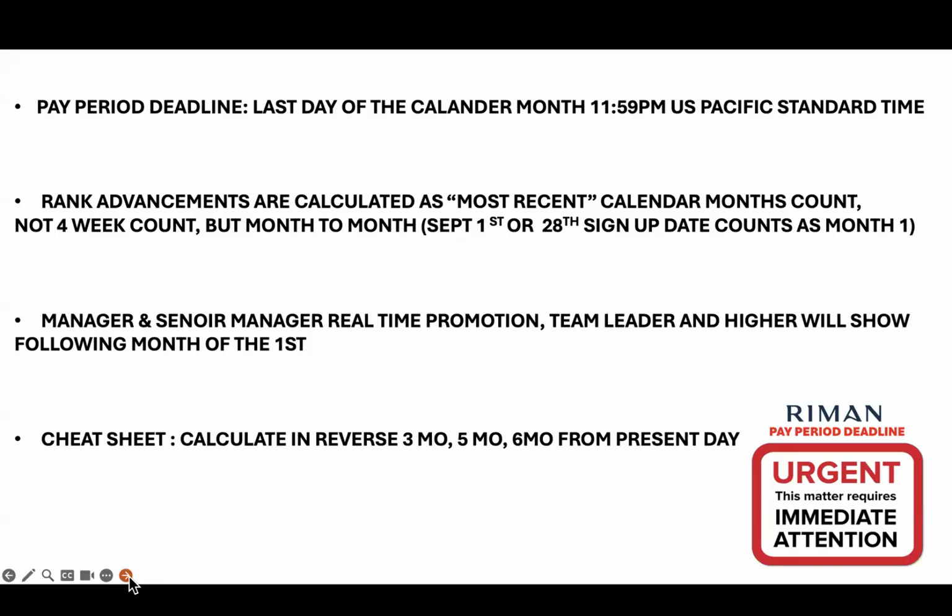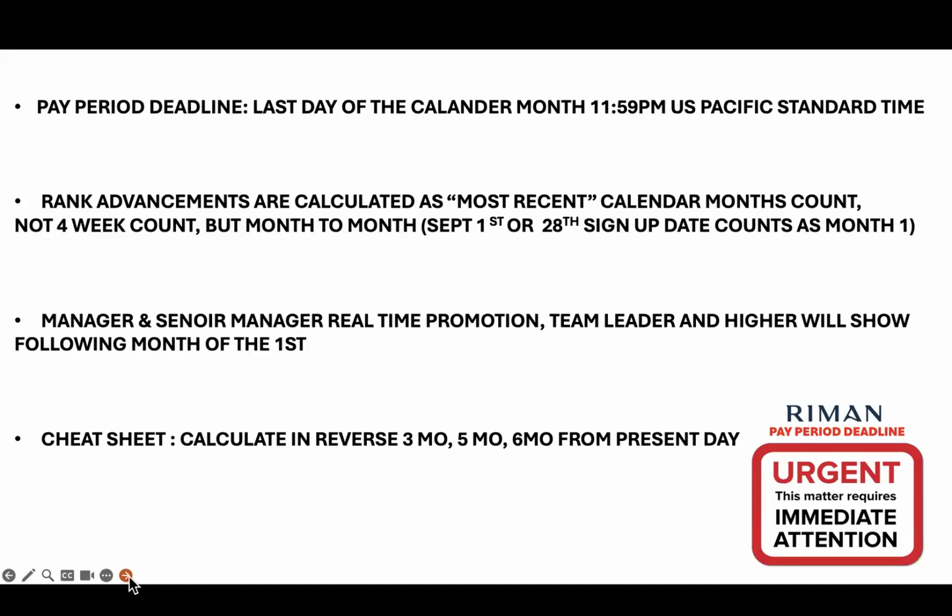Okay. Rank advancements, in order for you to hit the next position, unlock more bonuses. Rank advancements are calculated as most recent calendar months count. So what that means is, when we're accumulating the SP to calculate our next rank, we're not doing it as a 4-week count, but month to month. You get it? So if I signed up September 15th, my first month will be that month of September. It's not 4 weeks from when I started. Whether it's September 1st or September 28th or the 30th, that September month will count as my month one. Okay. So we're going by month to month to month.